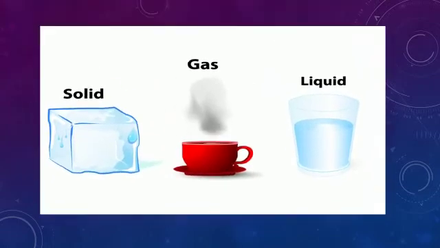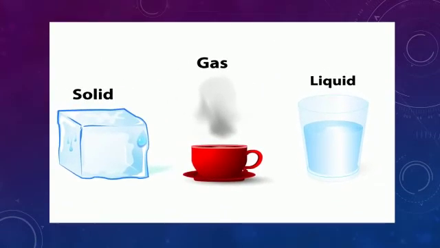Thus, we can say that water exists in three forms. This is ice. Ice is the solid form of water. This is water vapor. Water vapor is the gaseous form of water. This is water, and water is in liquid form.